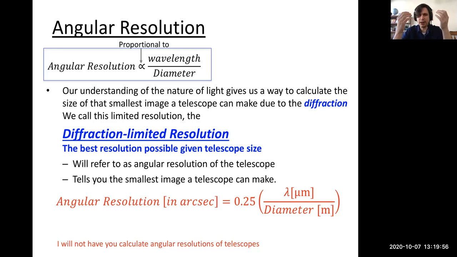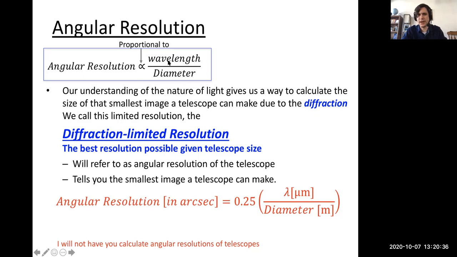So what do we call this smallest image that we can see, this smallest resolution that we can see using a telescope or our eye? We call that the diffraction limited resolution, because it's something that's being created by diffraction. That's what's causing the limit. So when we talk about the angular resolution of a telescope, we are talking about the diffraction limited angular resolution of a telescope. And this is the best possible resolution given the size of a telescope. It is the smallest image a telescope can make.